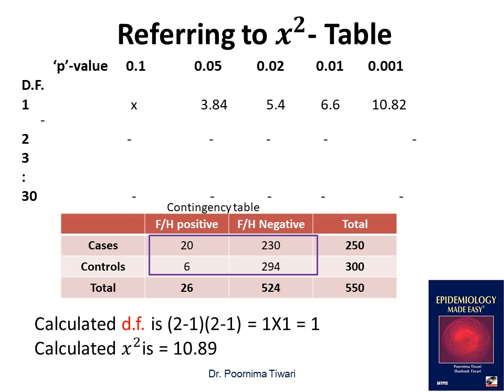You can see that the remaining cells are just the sum total of cases and controls. Vertically, it is the sum total of those who have a positive family history and those who have negative family history. So the actual figures are in these 4 cells, which represent 2 columns and 2 rows. So degree of freedom is 2 minus 1 into 2 minus 1, which is 1. And the calculated chi-square for this table is 10.89. The steps of this would be discussed in detail in another lecture on the individual chi-square test.